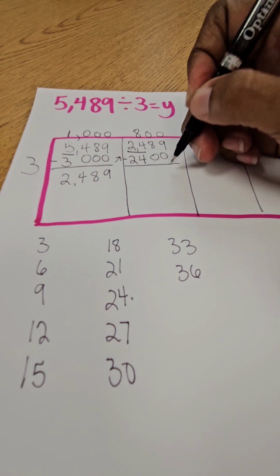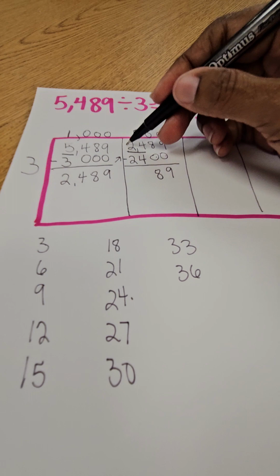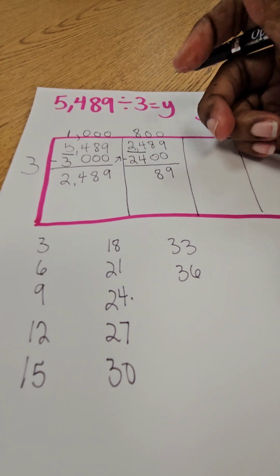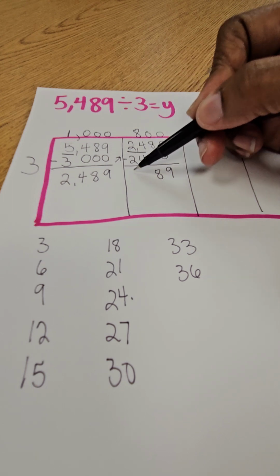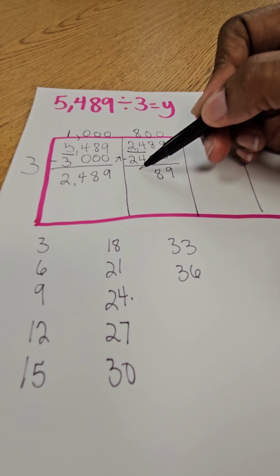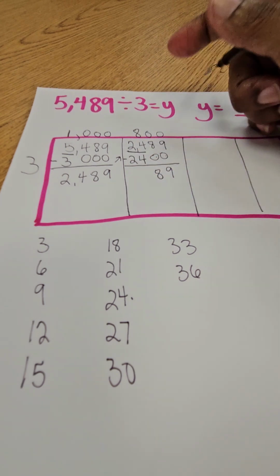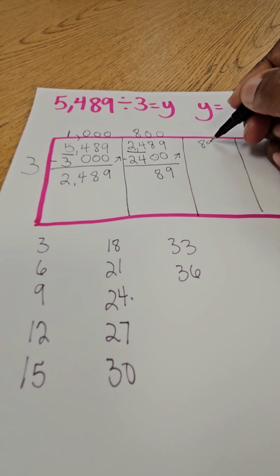9 minus 0 is 9. 8 minus 0 is 8. 24 minus 24, that's a wash. Please do not put zeros at the beginning of a number. If your hundreds place and your thousands place, when you subtract, nothing is left, don't put zeros there, please. Okay, 89 goes to where? The next column. There's your 89.